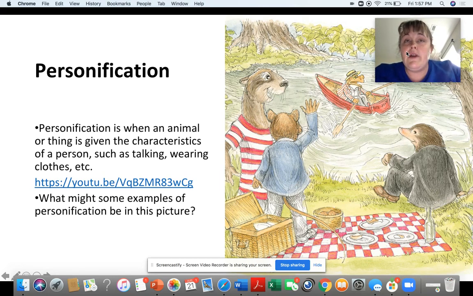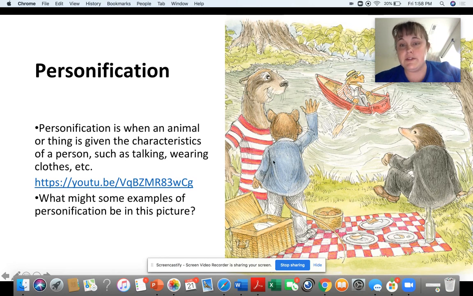personification. Now, I know when I taught first grade, if you were here at DCA, we talked a lot about personification in our fables unit. And personification means when you give an animal or thing characteristics of a person, such as talking, wearing clothes, etc. So I can look at this picture right now and tell you there's no way that these characters in real life could wear clothes. You're not going to dress up a mole. You're not going to dress up a water rat or a toad or a badger. Okay, or even this otter right here.